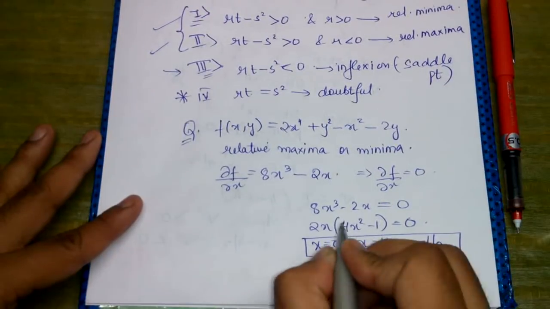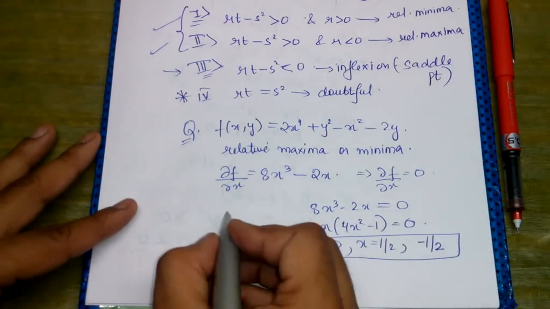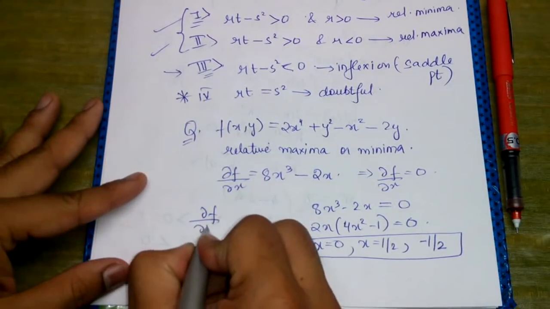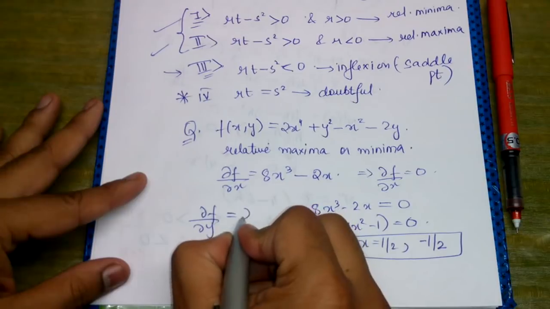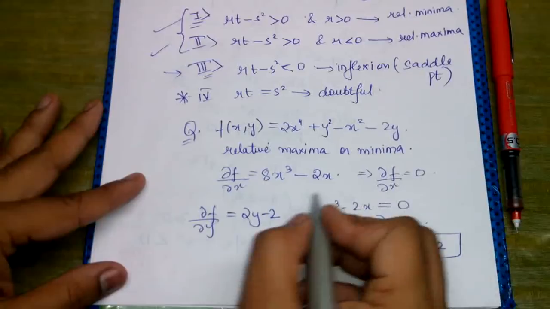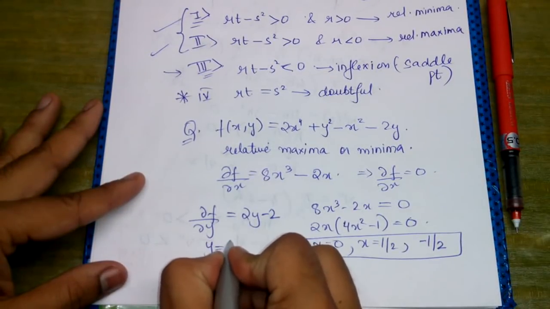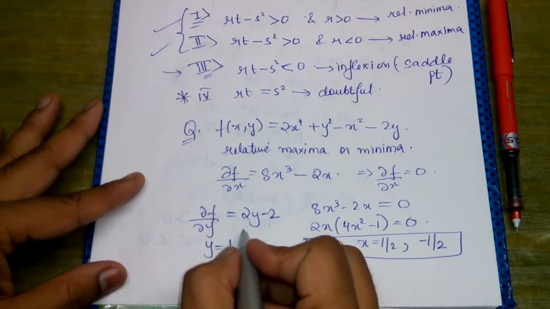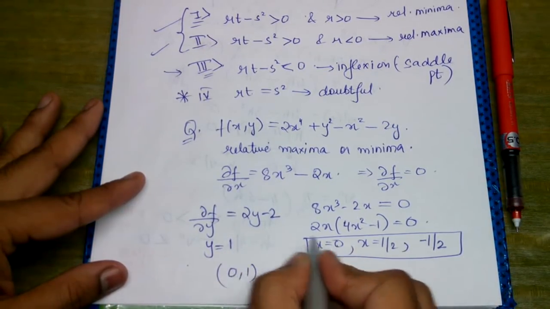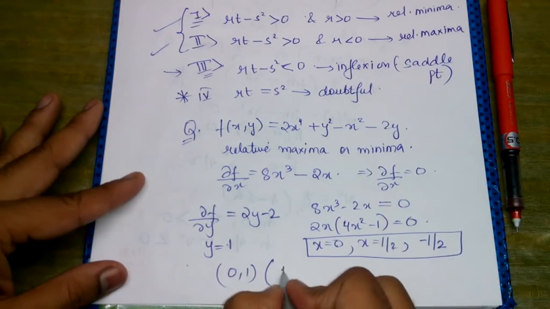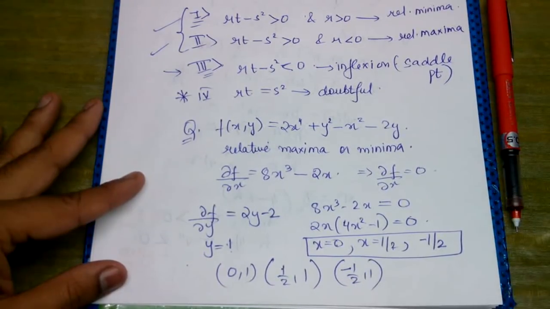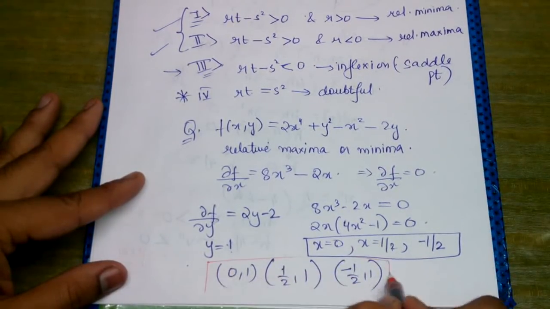So we have got 3 points for x. Now del f upon del y is equal to 2y minus 2, and if equated to 0, we find that y is equal to 1. So the possible points would be 0, 1, then 1 by 2, 1, and minus 1 by 2, 1. So we have obtained the 3 sets of points.